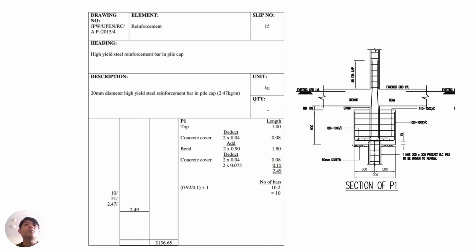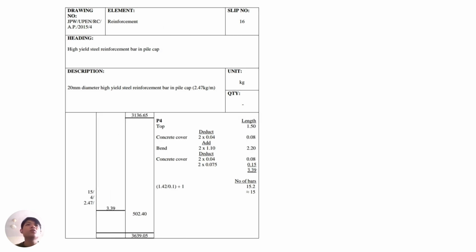Then we use the number of 10 times the 51 and times the 2.47. The 2.47 is because it uses the 20 millimeter diameter high steel, which is 2.47 kilogram per meter. Then we multiply it by the total length of the P1, which is 2.49, and the value for P1 would be 3,136.65.